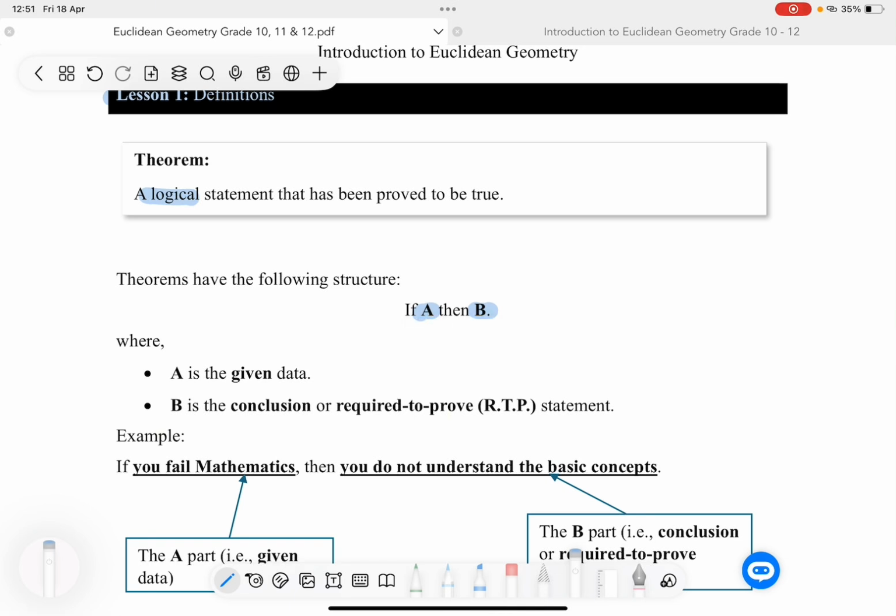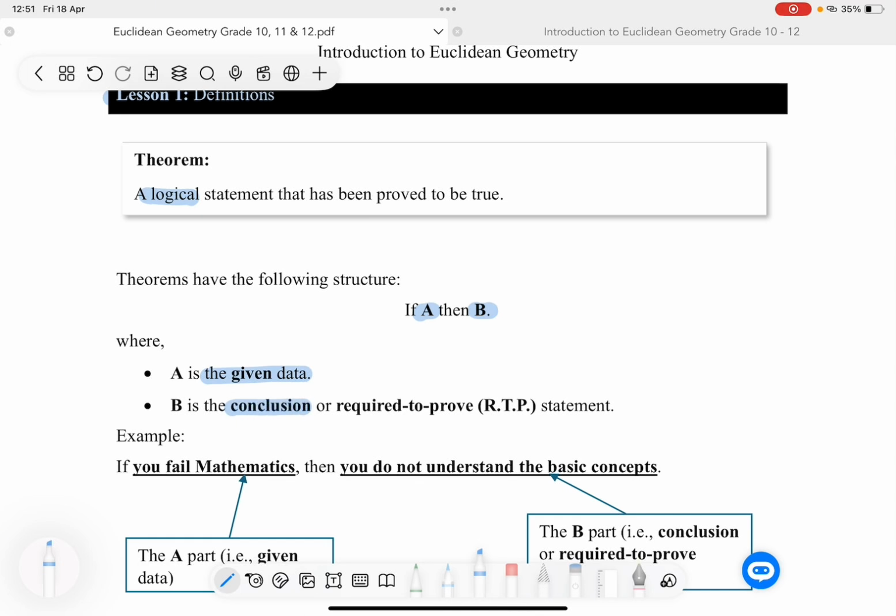So that means the A part is what we begin with, the given information or the given data, what we have or what we propose. It can be understood to be the hypothesis. Because of that hypothesis, then we can conclude the B part. So the B part becomes a conclusion.